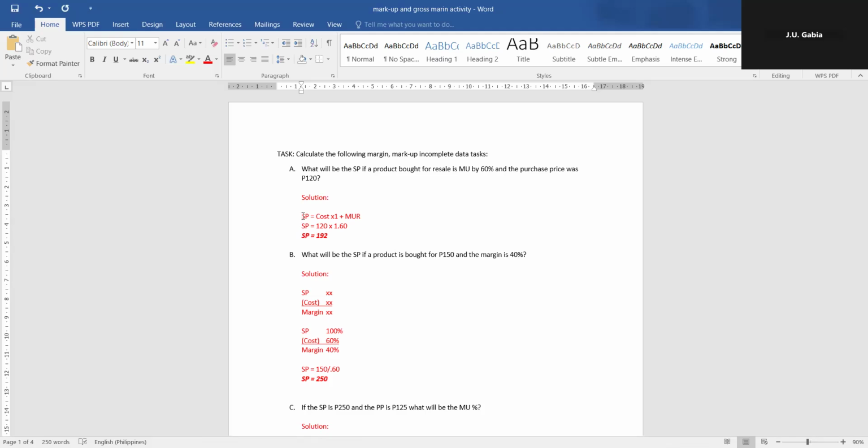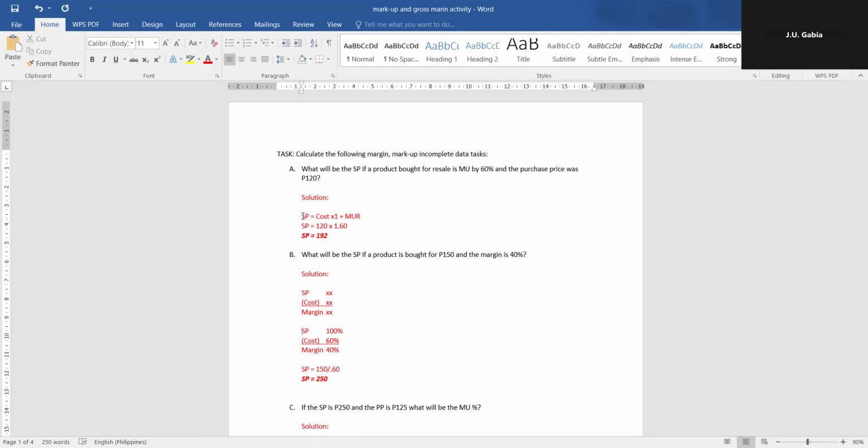So for number one, you have here selling price is equal to cost multiplied by 1 plus your markup rate. This formula is a shortcut formula. I'll be using the shortcut formula because I know that you already know the long ones. Now, the cost is 120, multiplied by 1 plus the markup rate of 60%, so that is 1.60. If we multiply 120 times 1.60, that will give you 192 pesos. So the selling price is 192 pesos.